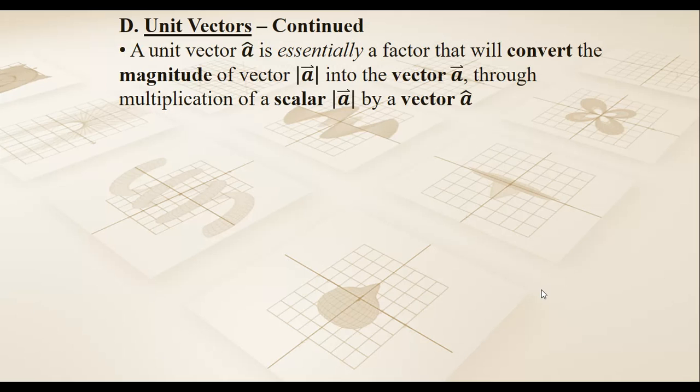A unit vector A, and we know it's a unit vector because it has that hat on top of it, is essentially a factor that will take the magnitude of a vector and turn it into a vector that has direction. The way it does this is we take the magnitude of the vector and multiply by the unit vector. Now realize everything I just stated in that sentence is exceptionally confusing, so let's take that statement and turn it into a mathematical statement.